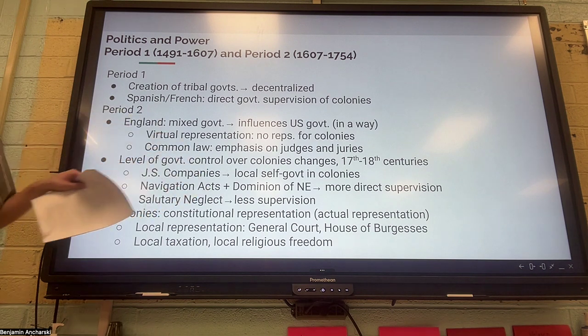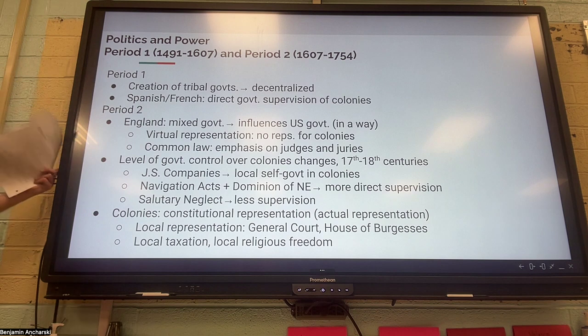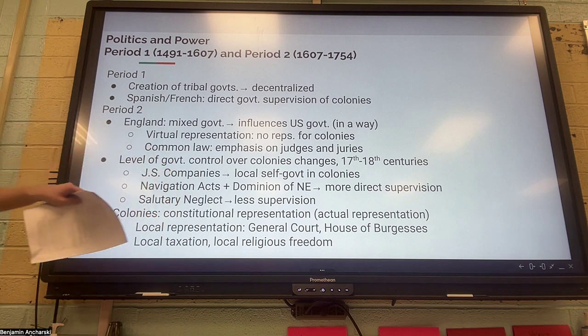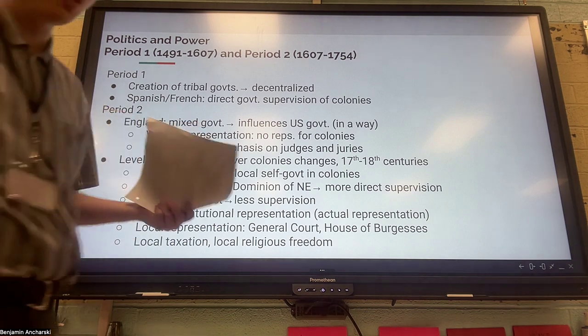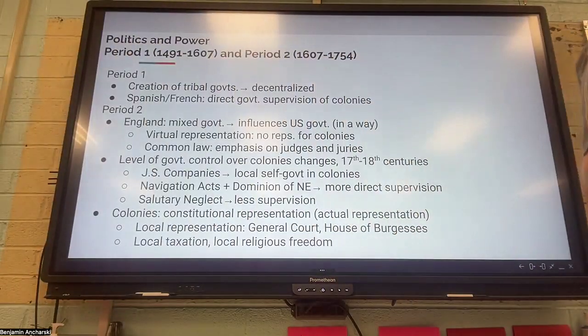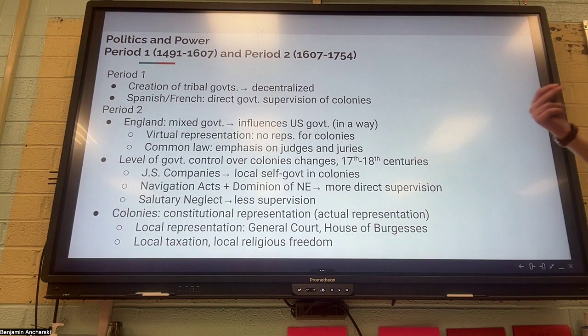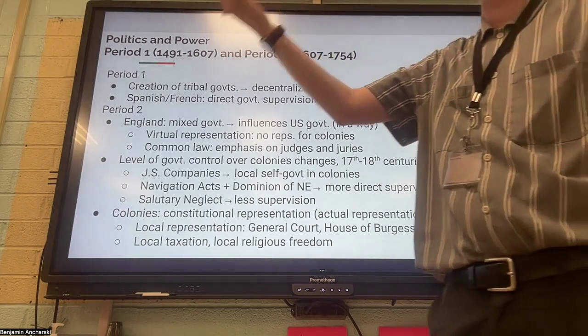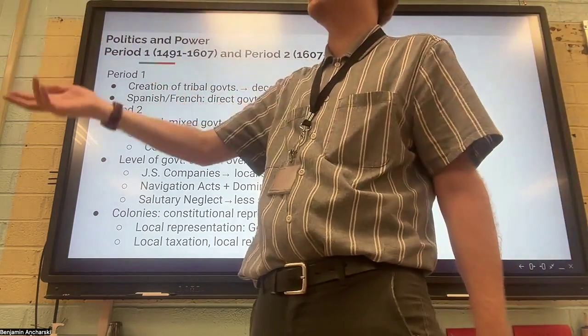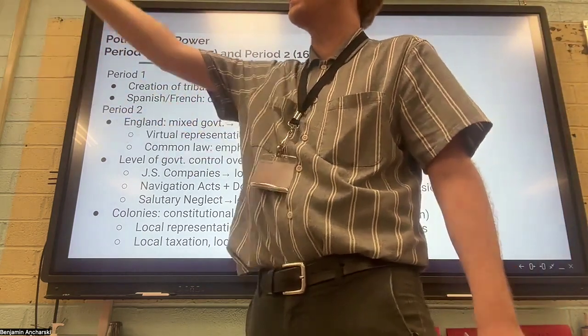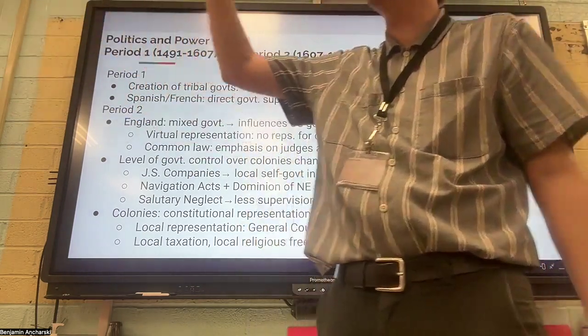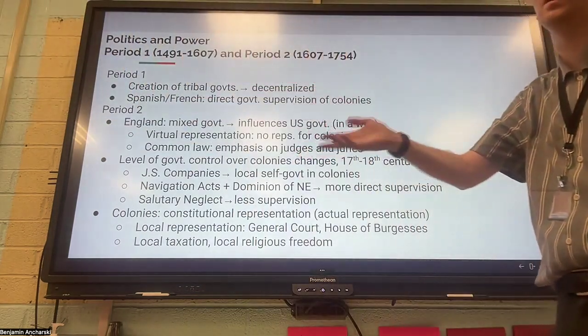We see the emphasis is on actual representation. And we've talked about all of these concepts before: local democracy, local religious freedom, and local taxes. Who could vote in the colonies? What group of people could vote in the colonies? Yes, men specifically. What other qualifications? Landowners. There's one other, white, exactly. White landowning men over 21.